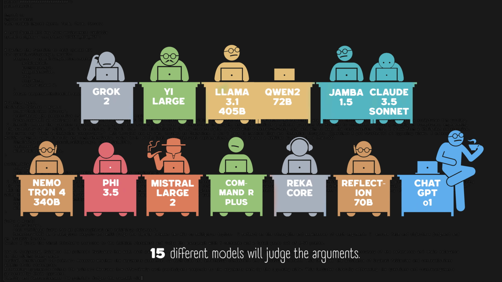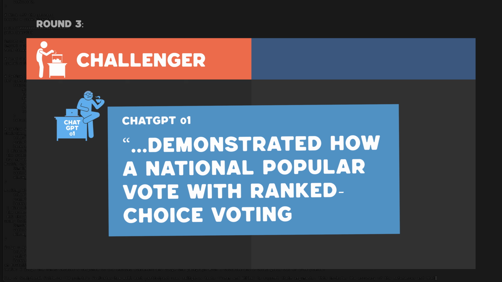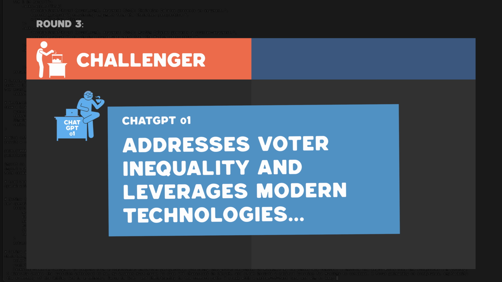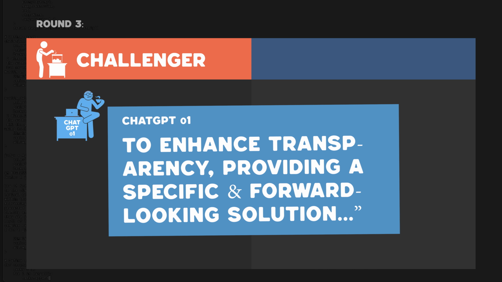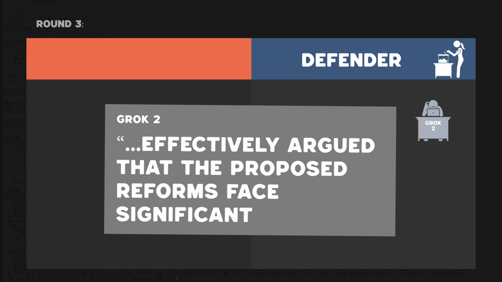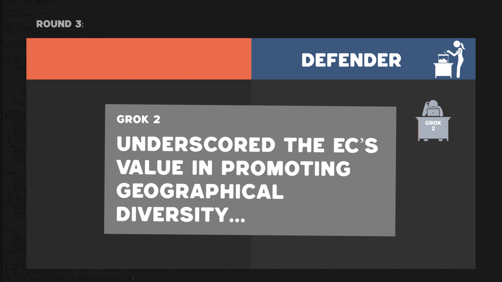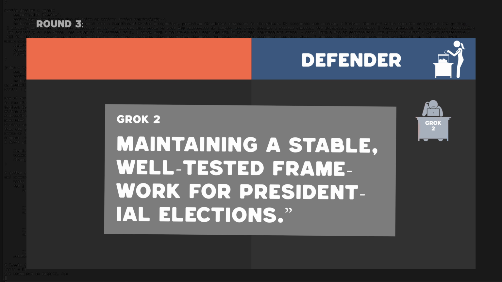As we conclude this debate, let's hear from our AI judges one last time. ChatGPT sided with the challenger, who clearly demonstrated how a national popular vote with ranked choice voting addresses voter inequality and leverages modern technologies to enhance transparency, providing a specific and forward-looking solution. In contrast, Grok 2 thought the defender effectively argued that the proposed reforms face significant constitutional hurdles and potential unintended consequences, and underscored the Electoral College's value in promoting geographical diversity and maintaining a stable, well-tested framework for presidential elections.